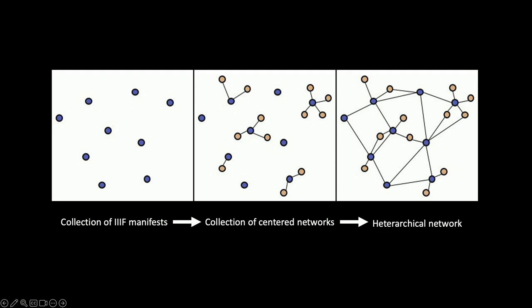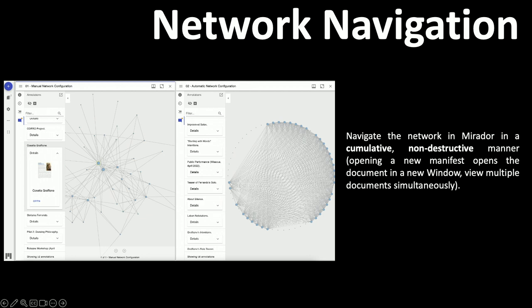Here I just show the basic methodology that was used when creating some of the demo content, and it synthesizes our theoretical approach. The user will start with a collection of documents that are quite disparate. You can think of them as documents in an archive. Then we add what we call intradocumentary annotations to these documents, which gives them more context, explaining various parts, and creates a collection of centered networks. And finally, the documents are linked amongst themselves, creating a kind of decentered, rhizomatic structure that could be entered into from conceivably any point. And so Mirador, coupled with our implementation of manifest linked annotations, allows us to navigate this network in a cumulative, non-destructive manner, with documents being opened and viewed simultaneously, which we'll see an example of in just a second.